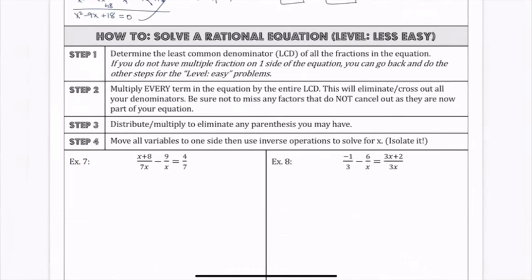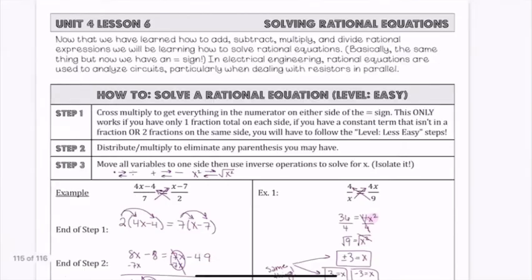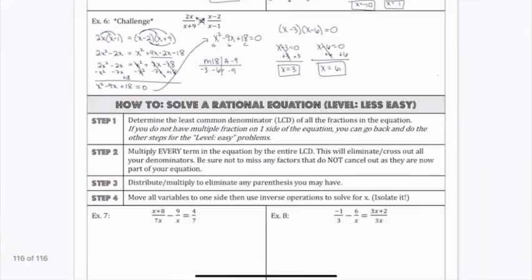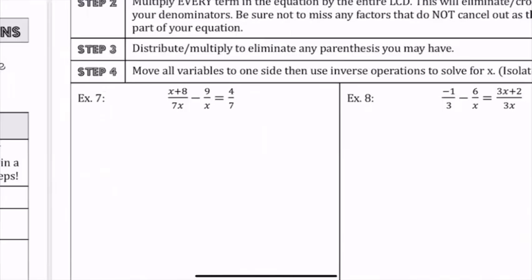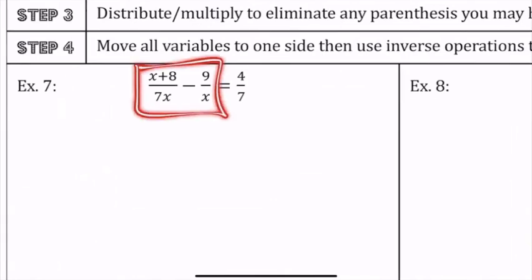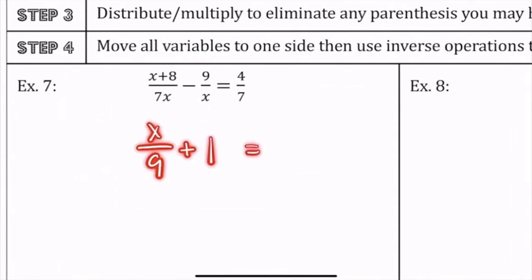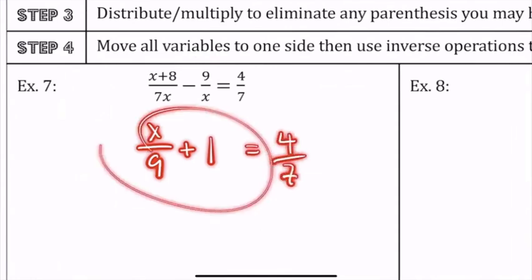So step 1 says determine the least common denominator, the LCD, of all the fractions in the equation. If you do not have multiple fractions on one side of the equation, you can go back and do the other steps over here. So we're only doing this step here if we have multiple fractions or a fraction and a constant term on one side, like that.